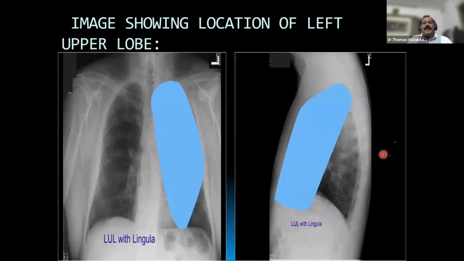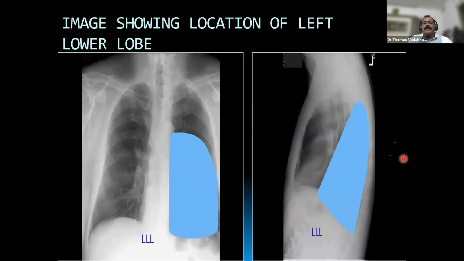Now, coming to the left side, we have the left upper lobe occupying almost everywhere in the anterior part of the chest. And if you take a lateral view, it will be very easy to separate from the lower lobe. This area is only for the left upper lobe, and this area for the lower lobe. And the upper portion will be the apical segment. We have only three basal segments on the left side, which are the anterior, lateral, and posterior basal segments.